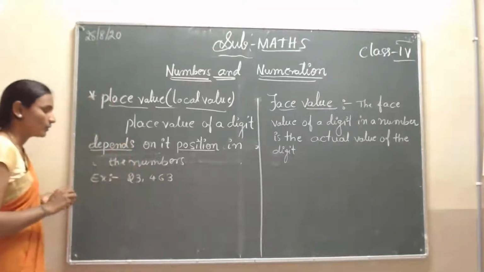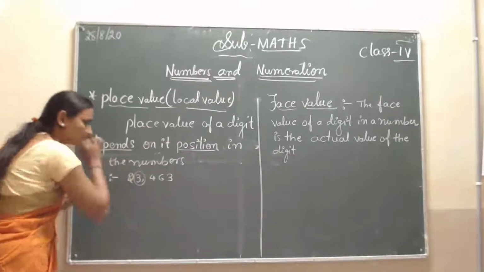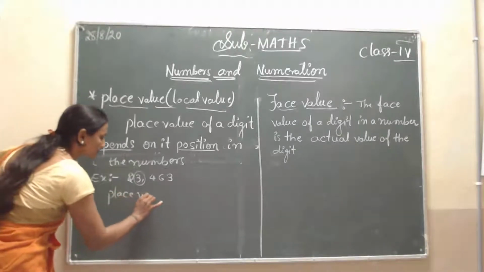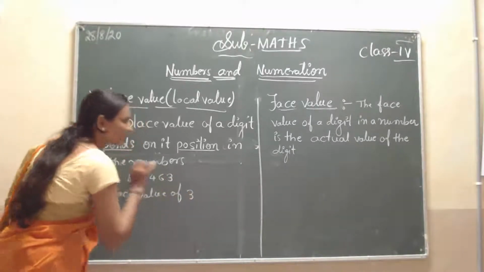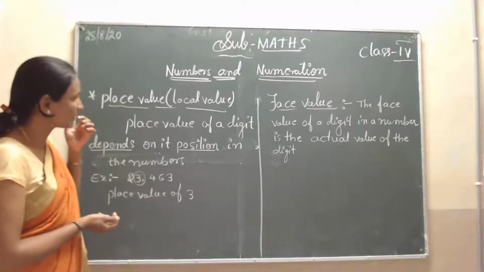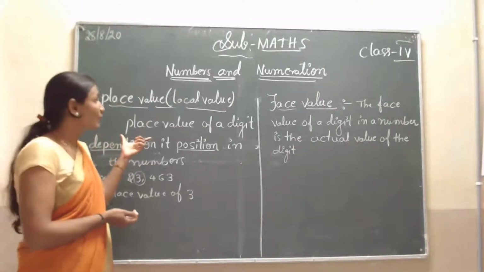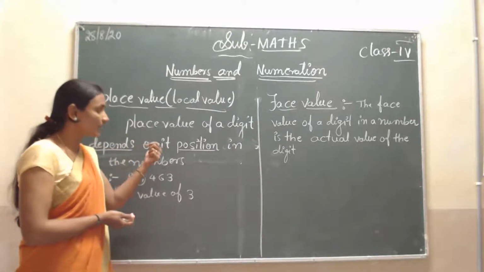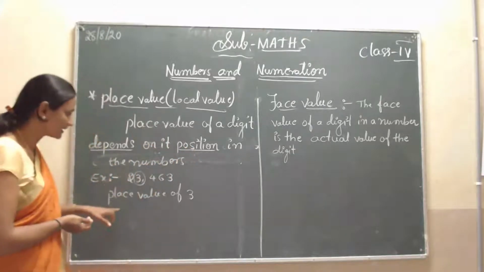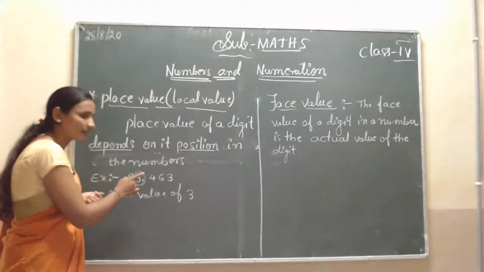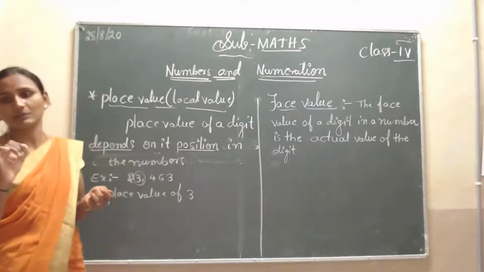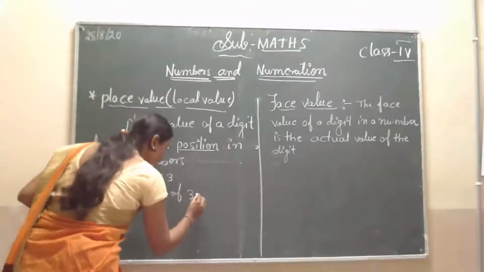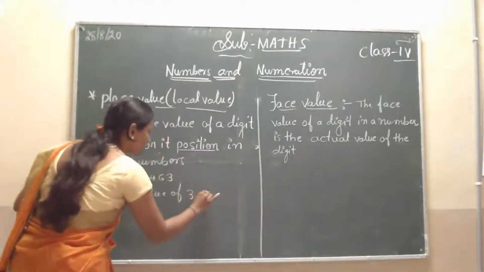In 23,463, what is the place value of 3? Observe the meaning of place value: it depends on its position. Take the places ones, tens, hundreds, thousands. This 3 is in the thousands place, so its place value is 3 into 1,000.